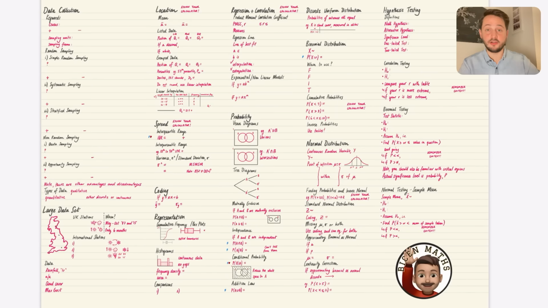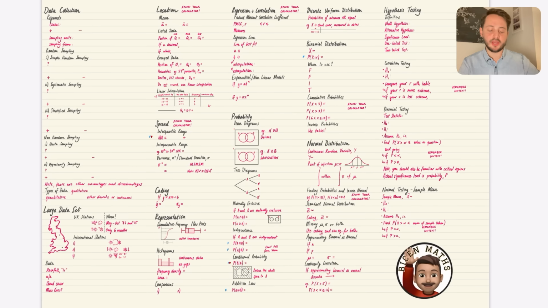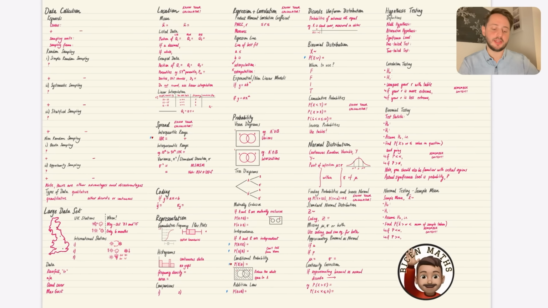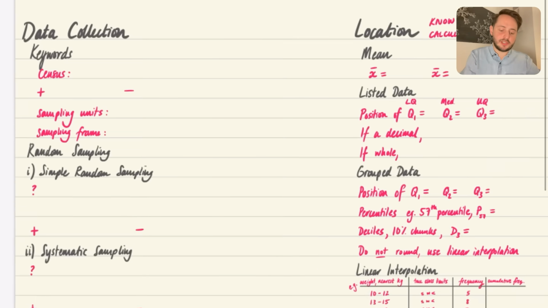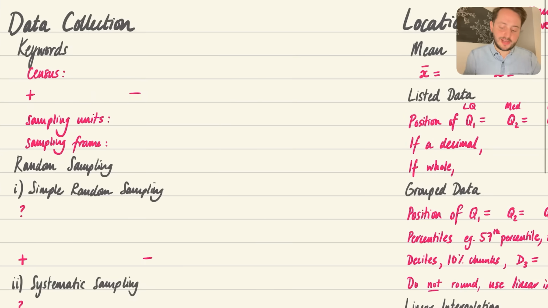Okay, so as you can see, there's quite a lot of stuff that you need to memorize for statistics, a little bit more than mechanics. And we're going to get started by having a look at data collection. So this is an area people often tend to leave off a bit, but there's lots of valuable marks that we can get here. So let's get started straight away.